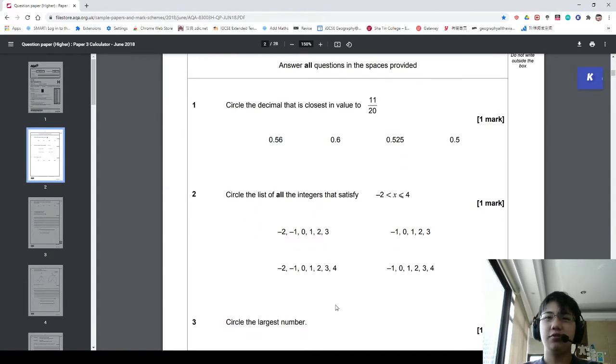So the paper starts off with multiple choice questions. Let's cover them one by one. So question 1 asks you to circle the decimal that is closest to 11/20ths.